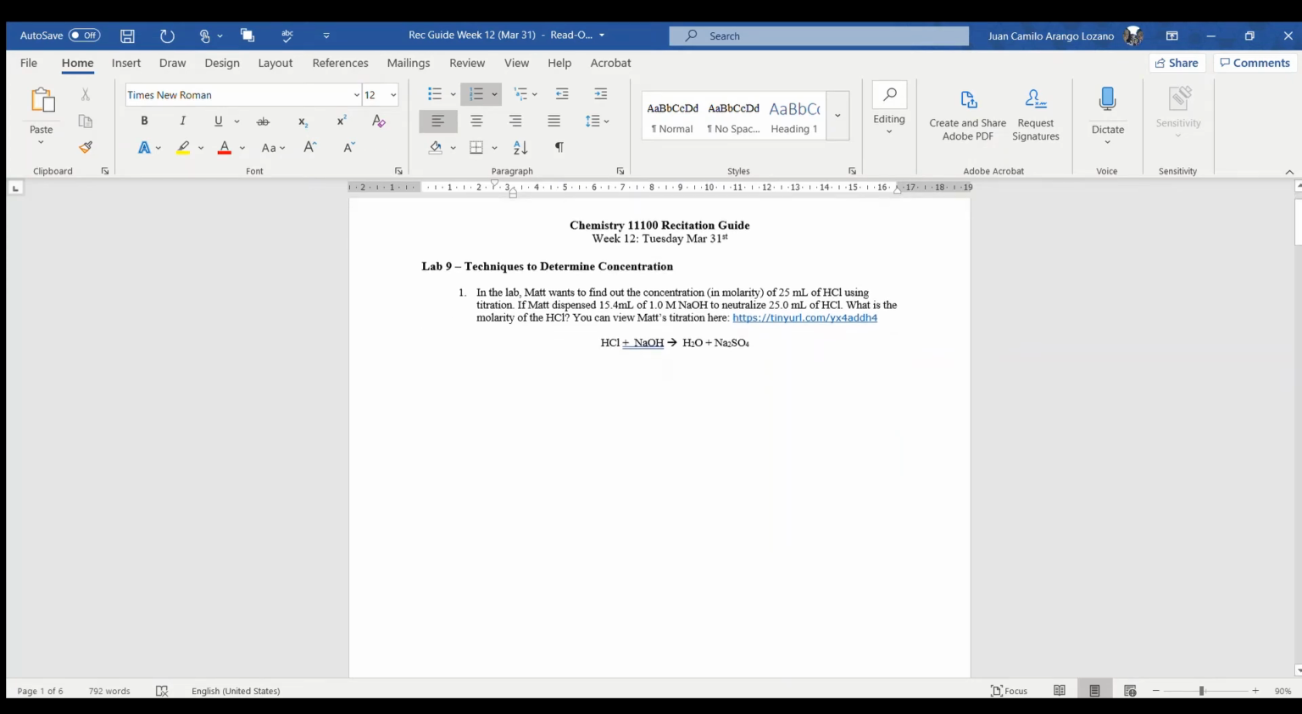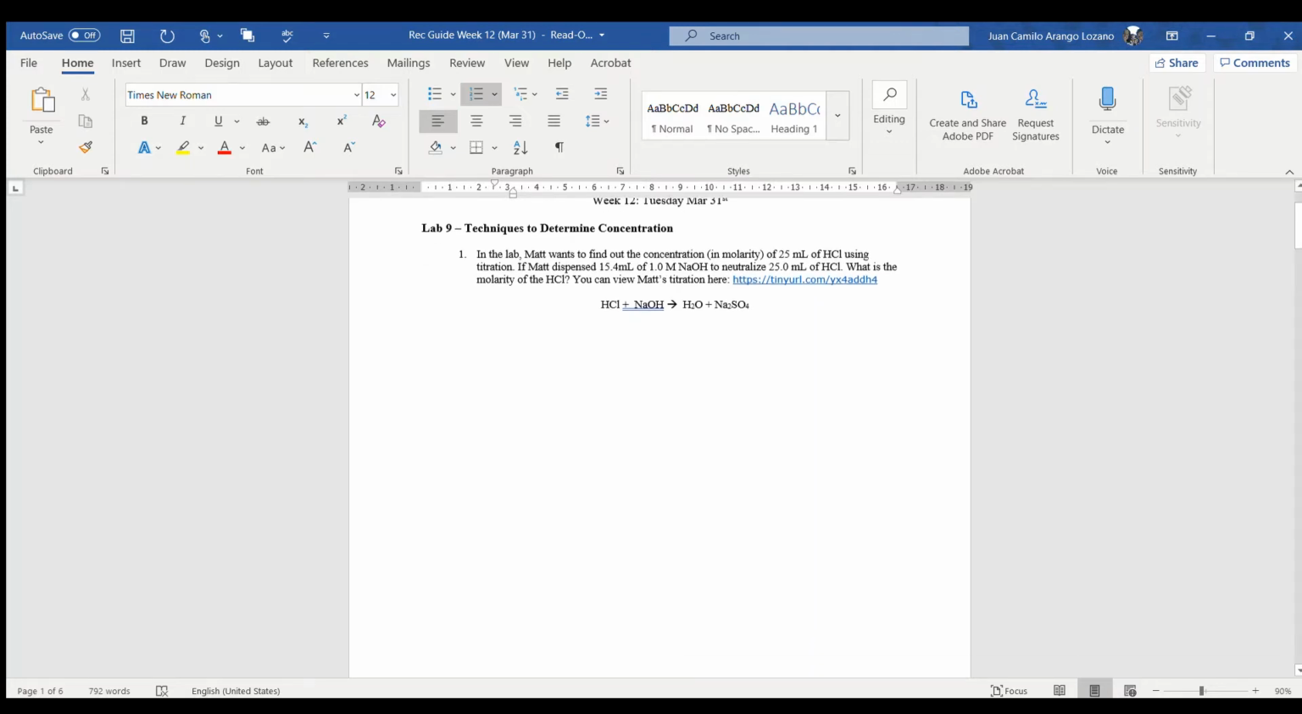Okay guys, so moving forward, now I would like to discuss a few exercises from your recitation guide. Let's start real quick with exercise number 1. This is going to be related to a titration, so keep in mind that this is going to be really helpful for you. In the laboratory, Matt wants to find out the concentration and molarity of a 25 mL HCl solution using titration. If Matt dispensed 15.4 mL of 1 molar sodium hydroxide to neutralize the 25 mL of hydrochloric acid, what is the molarity of the HCl? Clarification: the HCl was not dispensed. That's the solution you have in the Erlenmeyer flask.